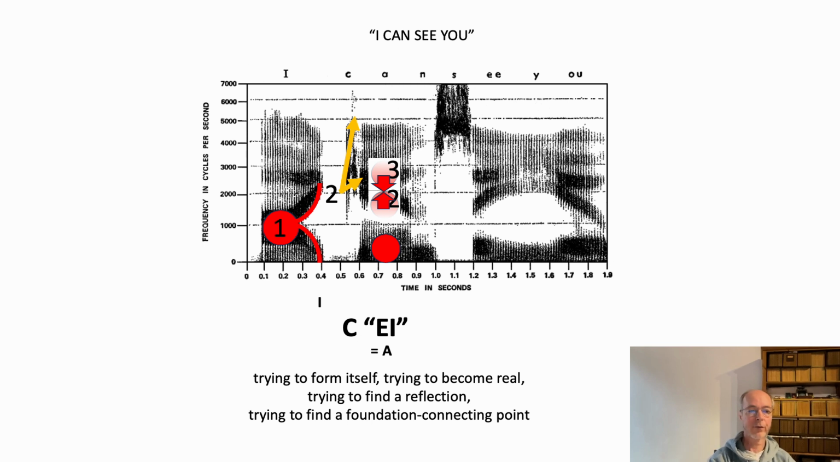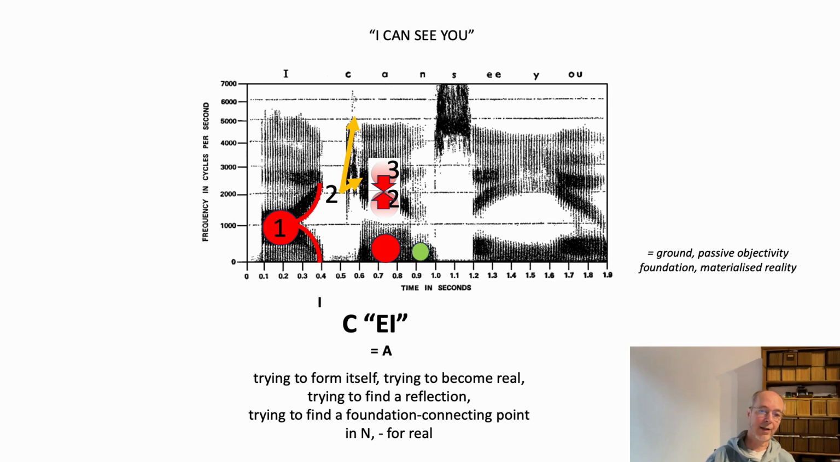What is it trying to form itself? So between 2 and 3 is forming itself. It tries in the 2 zone to form itself, tries to become real, but at the same time, in the next zone, it will try to find a connection, a reflection, and it tries to find this foundation of connecting point. And in combination with the N at the end, it will try to make this connecting point very much a grounded foundation. So I want to have it for real.